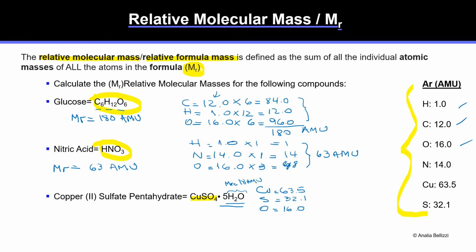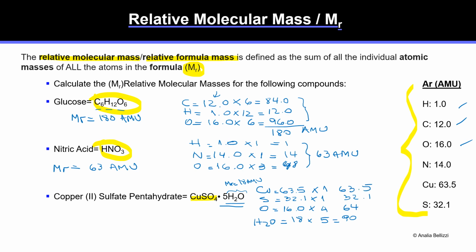So we are going to have here water. We put 18 AMU, and we are going to multiply here with the amount that appear in the formula. In the case of the copper is 1, sulfur is 1, oxygen is 4, and the water is 5 times. So this is going to be 90. This is 64. This is 32.1, and this is 63.5.